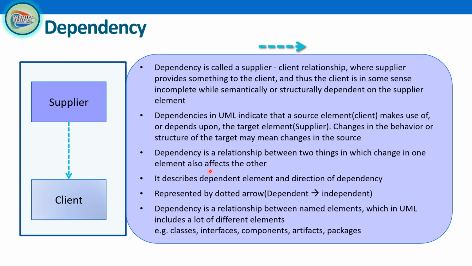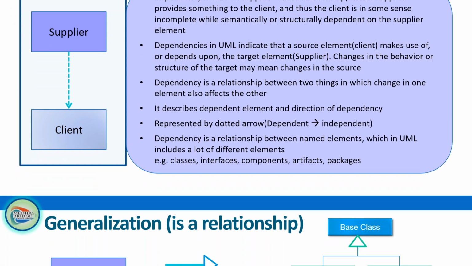Dependency is a relationship between two things in which change in one element also affects another. In other words, it describes a dependent element and the direction of the dependency. It is represented by a dotted arrow. Dependency is a relationship between named elements, which in UML includes a lot of different elements like classes, interfaces, components, artifacts, and packages.